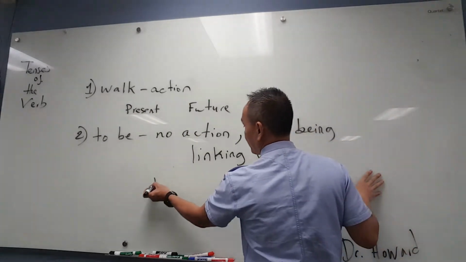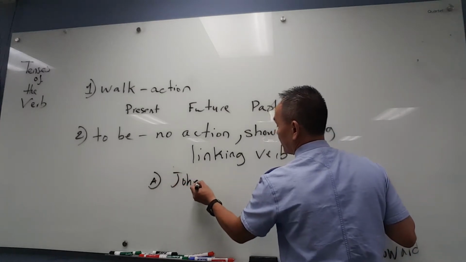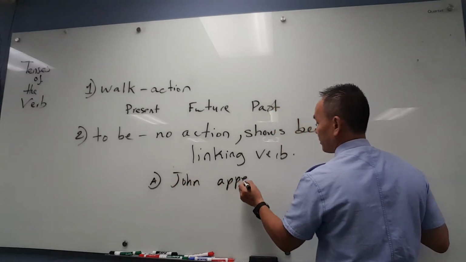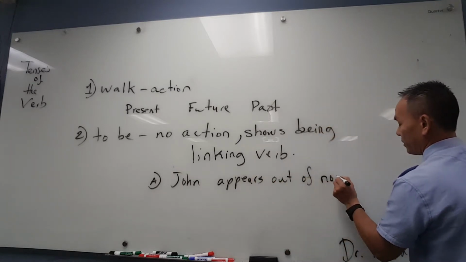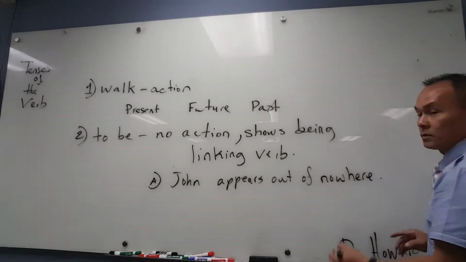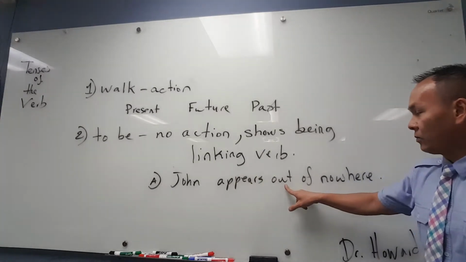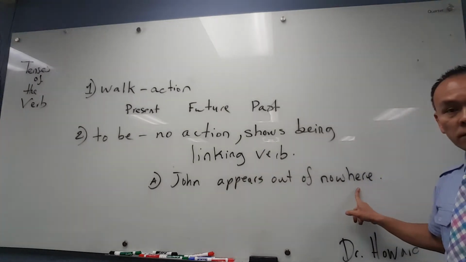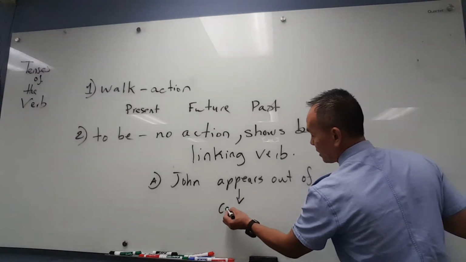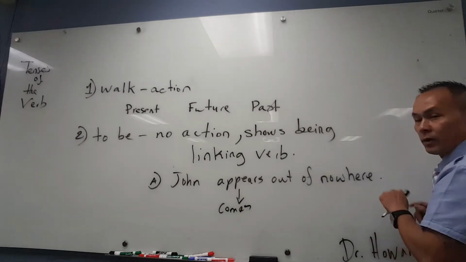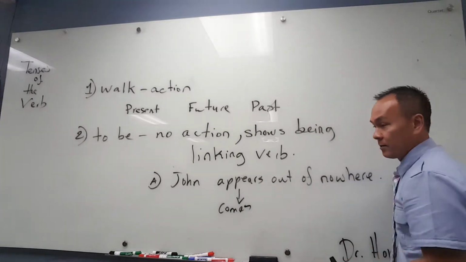Now, for example, okay, let's say John appears out of nowhere. Say together, John appears out of nowhere. So the word appears is the same thing as come. He comes out of nowhere. So because this is an action verb.